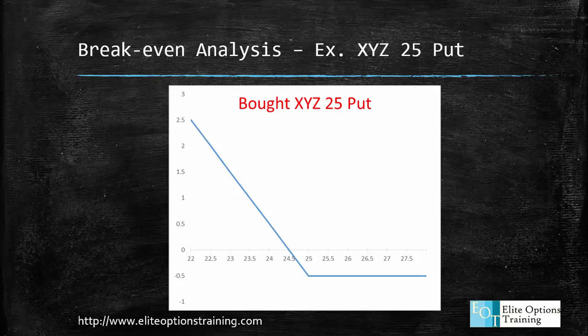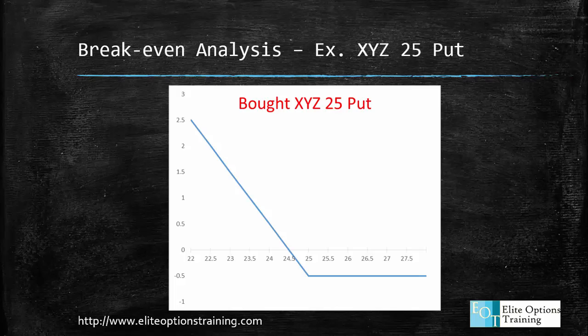And here's a payoff graph showing where that break-even point would be. So if you notice, with the stock trading higher than $25 per share, the investor that buys this option, his maximum loss is only the 50 cents that was paid for the option.